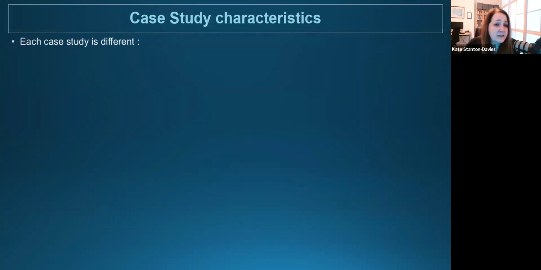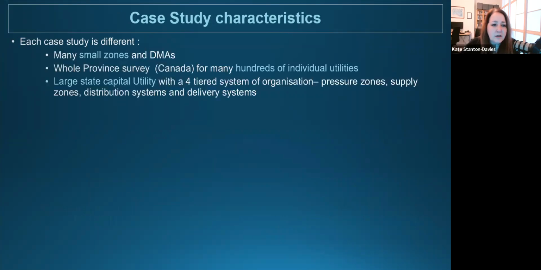The case studies in this section are all very different from one another. We've got one case study which is comprised of many small zones and DMAs. We've actually then got a whole provincial survey in Canada in the province of Quebec, where we have over 600 individual utilities submitting their data for calculation. And then we've got a large state capital utility in Australia. This is particularly interesting because it's got a four-tiered system of organization, starting with pressure zones at the bottom, which roll up into supply zones, which roll up into distribution systems, and finally roll up into 13 delivery systems.